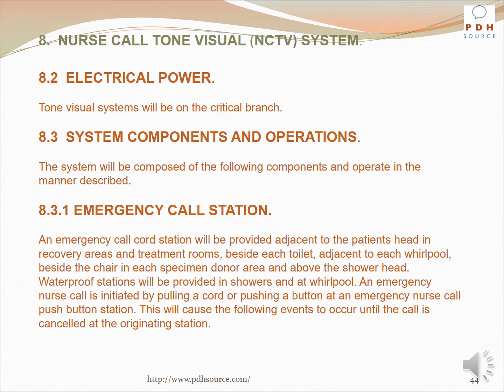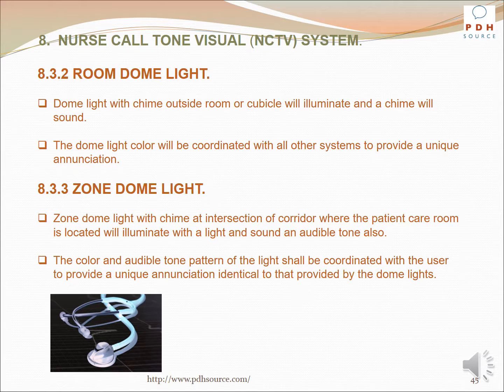An emergency nurse call is initiated by pulling a cord or pushing a button at an emergency nurse call push button station. This will cause the following events to occur until the call is canceled at the originating station. Dome light with chime outside room or cubicle will illuminate, and a chime will sound for room dome lights. The dome light color will be coordinated with all other systems to provide a unique annunciation.